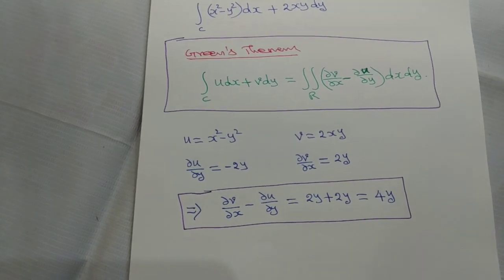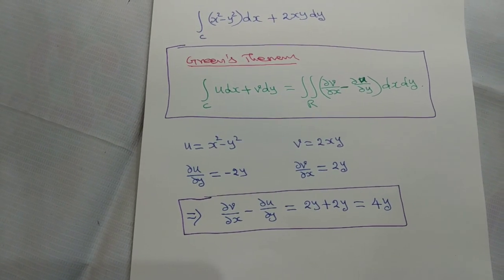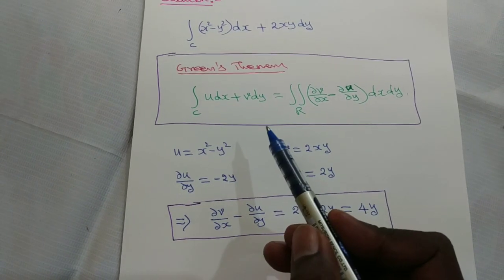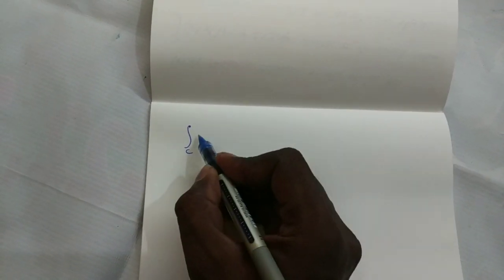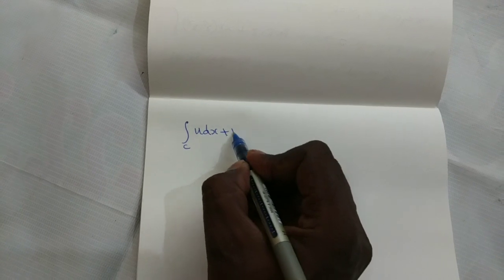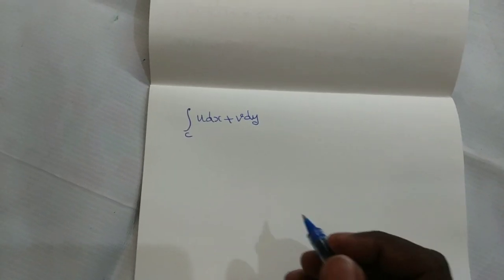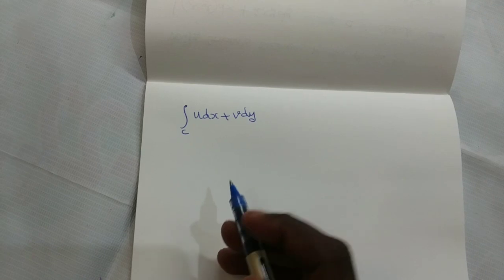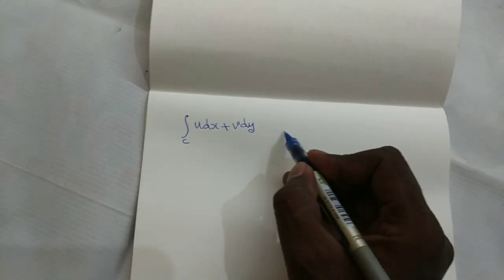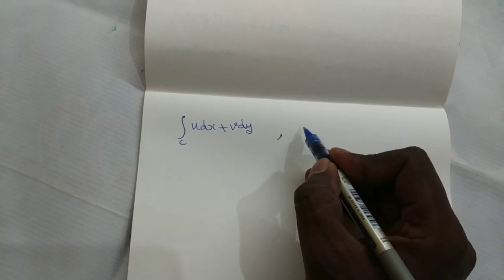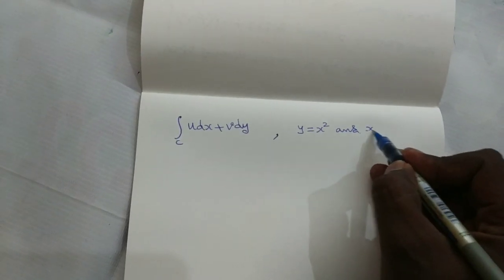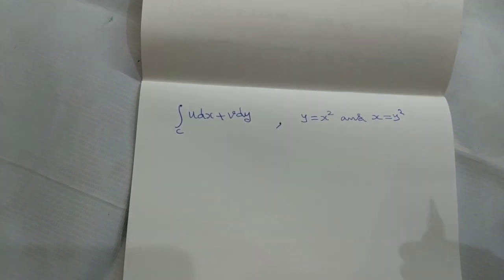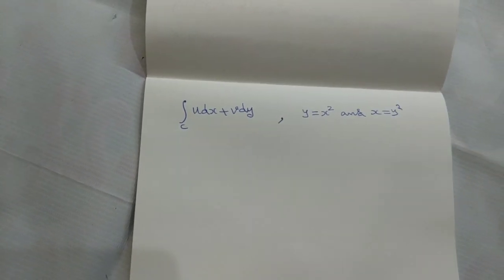Okay, now to verify Green's theorem, I want to find the LHS and the RHS. First I am going to find the LHS. The LHS of Green's theorem is the integral over C of u dx + v dy. But you see, the integral over C is a line integral, so we want a diagram first. In the problem they have given y = x² and x = y². Both are parabolas, so I am going to draw the diagram.